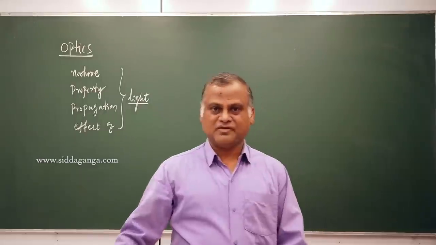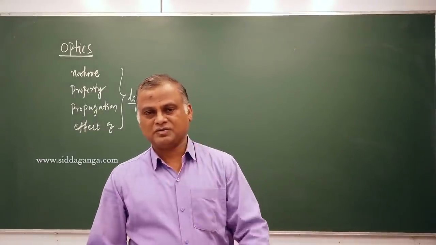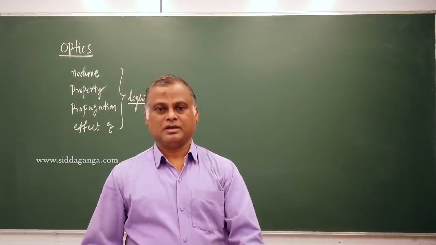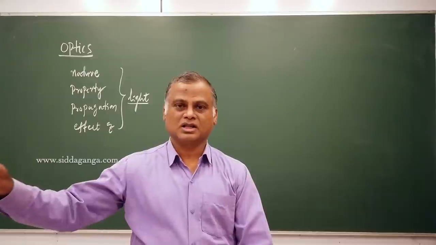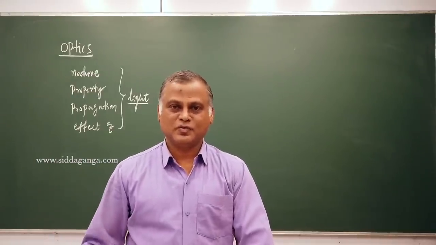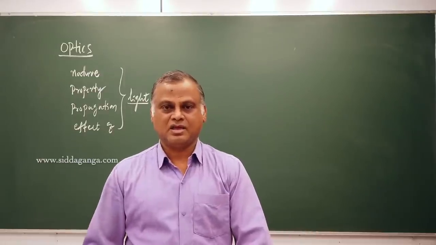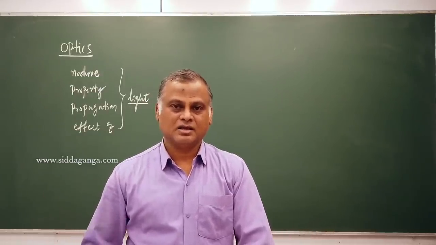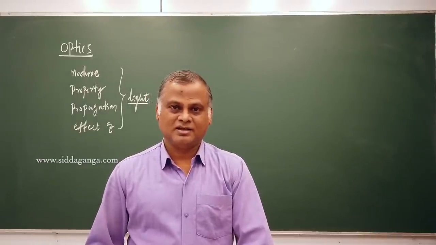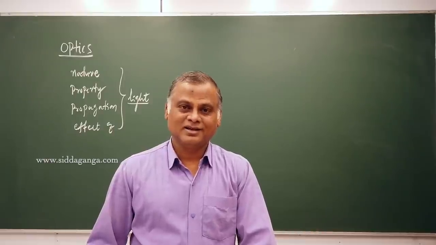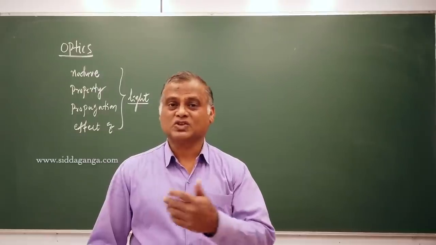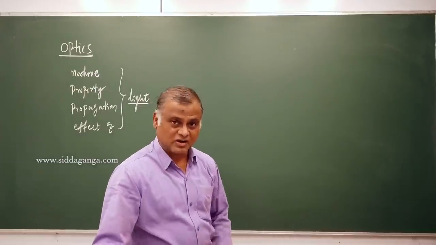Can you say what is the meaning of light? Can you identify an object without light? Sources: the Sun is a luminous object which can emit light of its own.